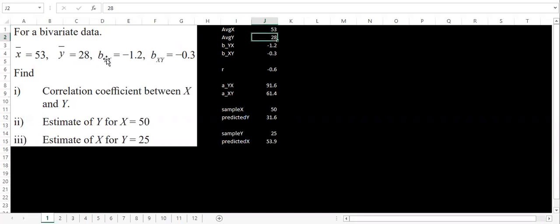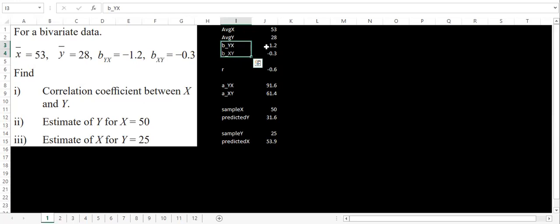b_yx is nothing but the regression coefficient of y on x, and that's negative 1.2. And b_xy, the regression coefficient of x on y, is negative 0.3, and we are asked to find a bunch of things. First one is the correlation coefficient between x and y. That is nothing but the coefficient r, and by definition it is the geometric mean of these two regression coefficients along with their sign.